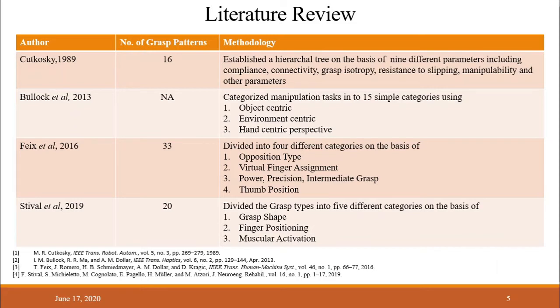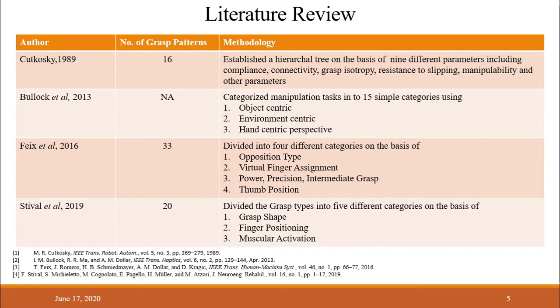A number of researchers have studied the basic grasp taxonomy. In a preliminary study, Katkowski established the hierarchy of 16 different grasp patterns on the basis of 9 different parameters including connectivity, grasp isotropy, resistance to slipping, and a number of other parameters. Bullock et al. categorized manipulation tasks into 15 simple categories using object-centric, environment-centric, and hand-centric approaches. Feeks et al. categorized motion classes into 4 categories on the basis of finger and thumb position and grasp force.